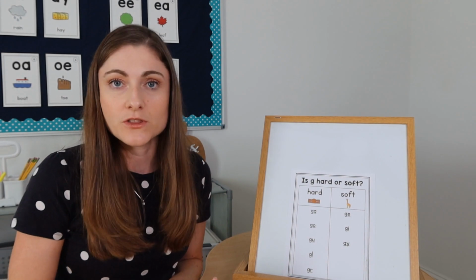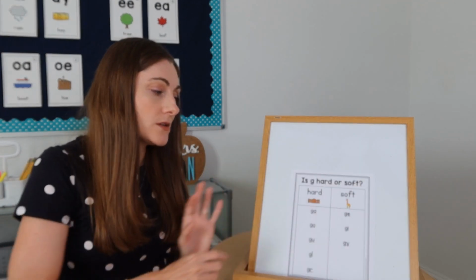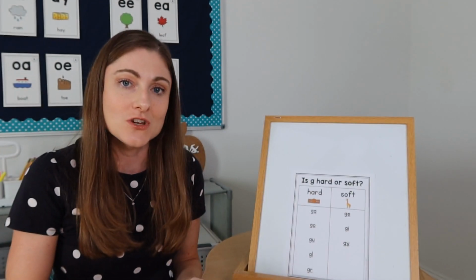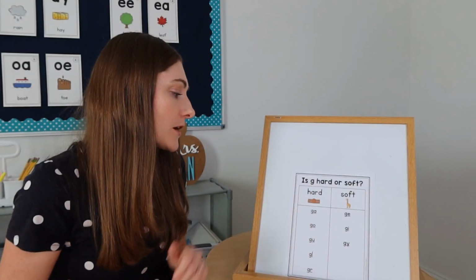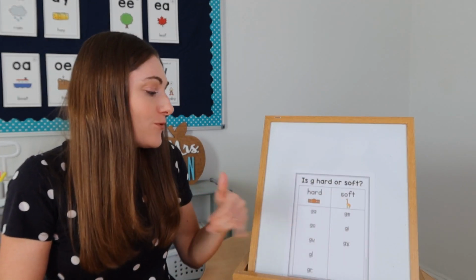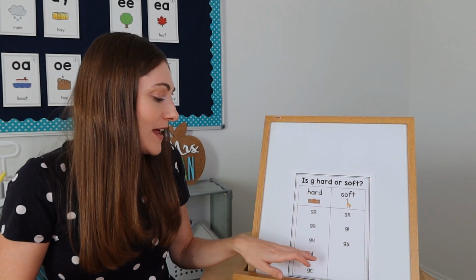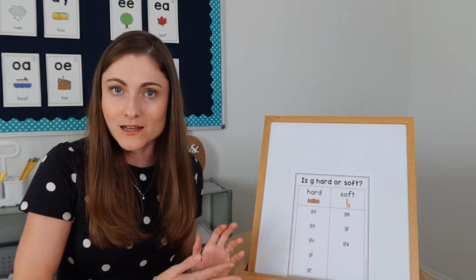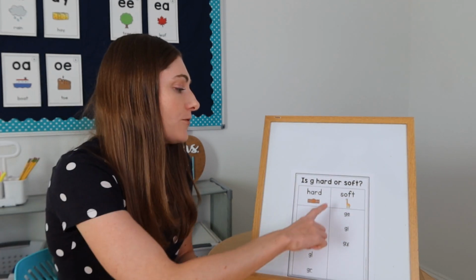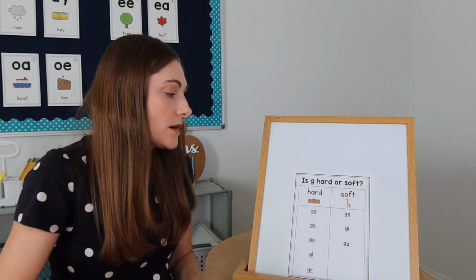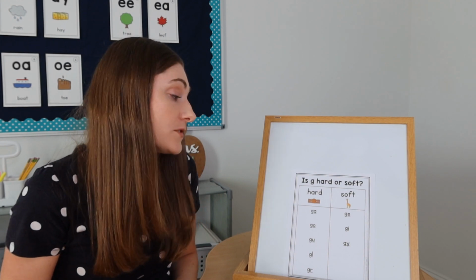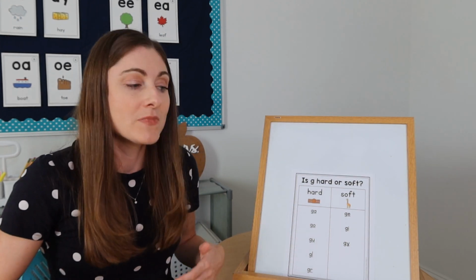So the most important question that I teach my kids, in terms of this concept, is what sound comes right after the G or C, or what letter comes right after. Now, I know that if the letter A, O, U, L, or R comes after the letter G, then the G is going to have the hard sound. If the letter E, I, or Y comes after the letter G, then the G is likely going to have the soft sound. So we need to look at the letter afterward.